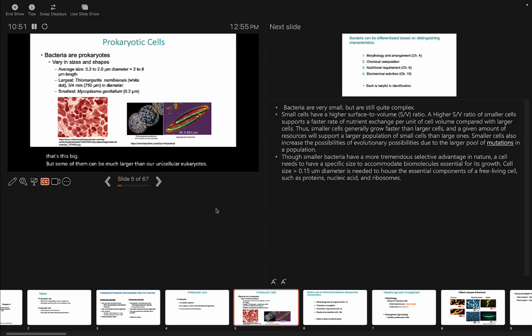So, for example, this bacterium here is three-quarters of a millimeter in diameter. You can actually see that with your naked eye. But the smallest can be very small. For example, Mycoplasma genitalium. This is our smallest free-living bacterium. It's not an endosymbiont. 0.2 microns, very, very tiny.